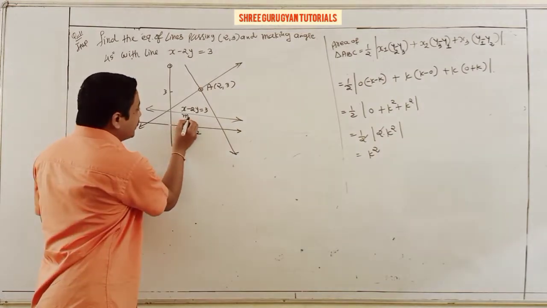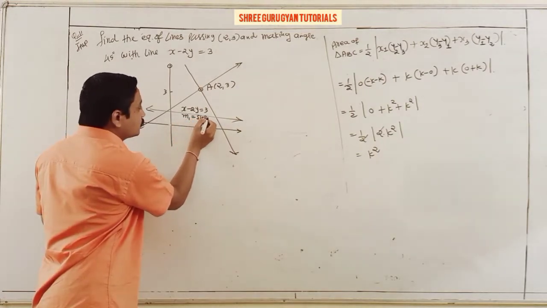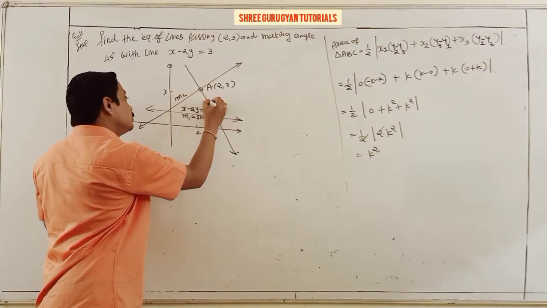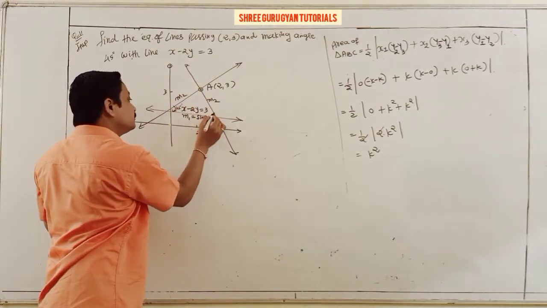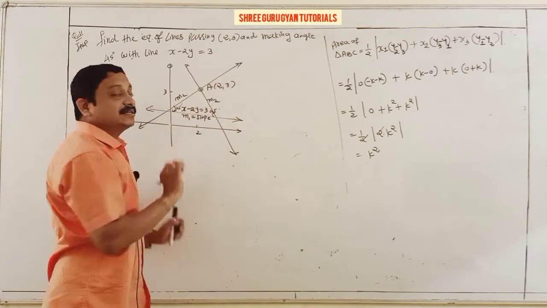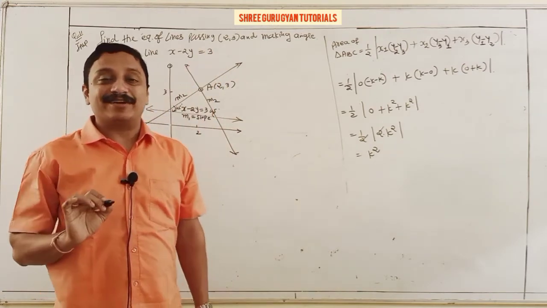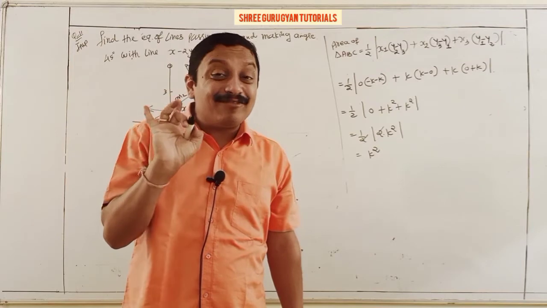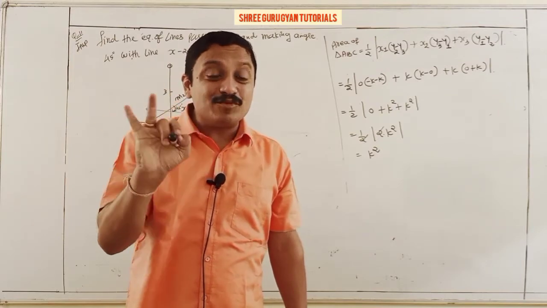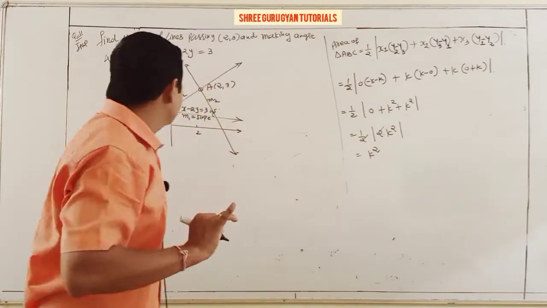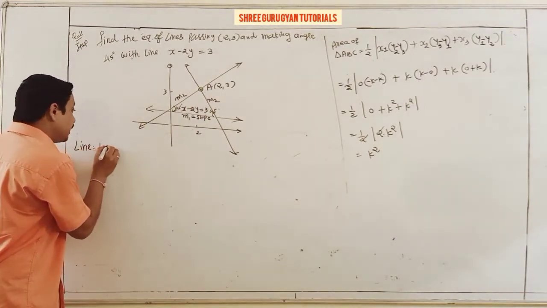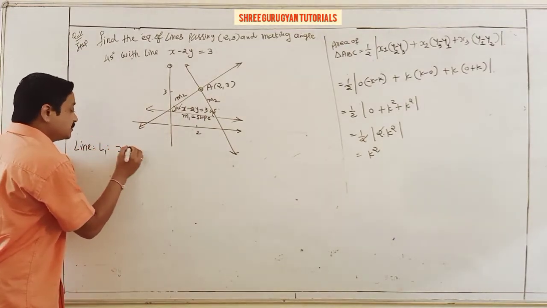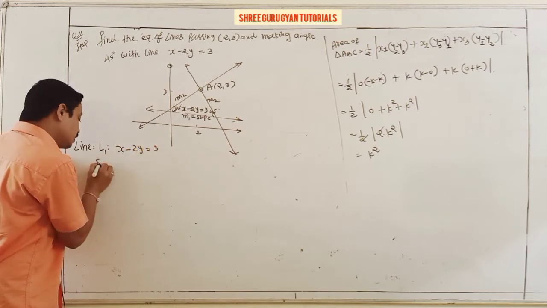Taking this slope as m1, and here the slope as m2, because the angle between them is given as 45 degrees. Already given that. So now I start with the angle formula: tan alpha is m1 minus m2 by 1 plus m1 m2. So students, here the line given is x minus 2y is equal to 3. What is the slope?